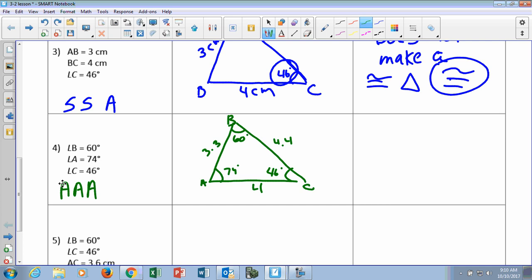Someone said no, someone said yes, so what is it? Look at the side lengths. The side lengths are different. All the angles are the same, but the side lengths are different, right? So this is a no. This does not make a congruent triangle, easier said than done, right? We'll make that little symbol. Does not make a congruent triangle.